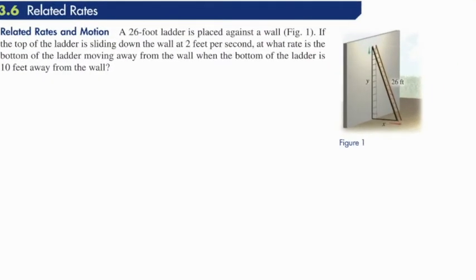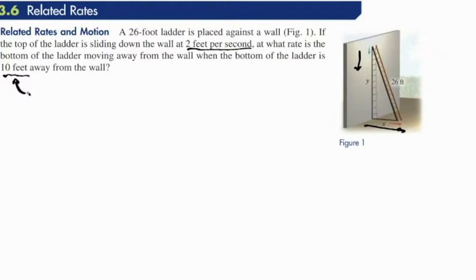This first example is a classic one for related rates problems. It states that a 26-foot ladder is placed against a wall, as shown in figure 1. If the top of the ladder is sliding down the wall at 2 feet per second, notice that is a rate describing how the top of the ladder is changing with respect to time. It then goes on to say, at what rate is the bottom of the ladder moving away from the wall? So we have the ladder moving down the wall and the ladder moving away from the wall. And it says to calculate this for when the bottom of the ladder is 10 feet away.